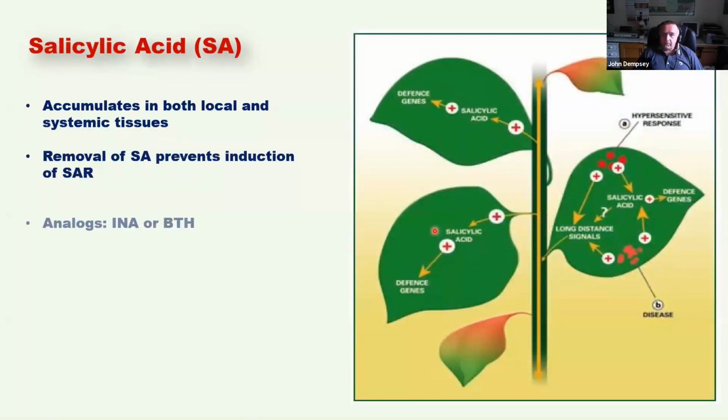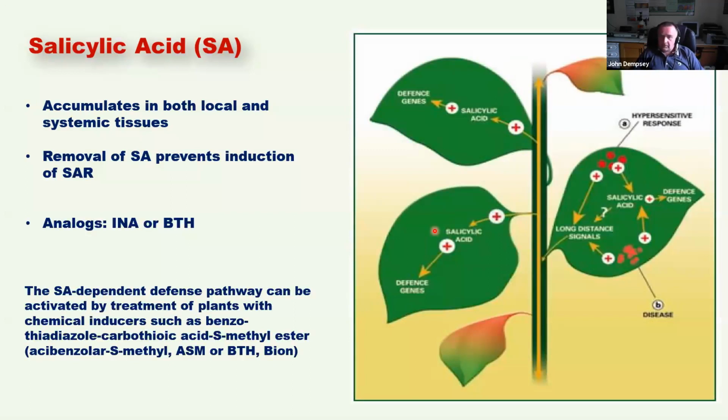So I'll just put this up first. Basically what happens is you have the infection going on in your plant over here. Salicylic acid then will be produced in other parts of the plant, and these defense compounds are then in place, ready to respond.